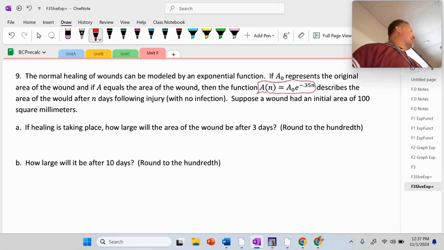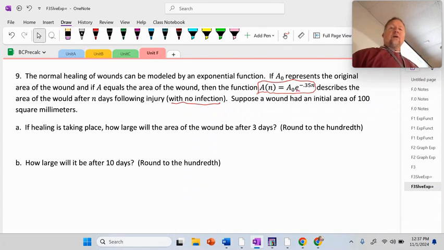Okay. Then if there is no infection, what happens with an infection? Sometimes the wound grows or never heals. It gets worse or grows, because there's a bacteria in there and then it spreads. But if there is no infection, it should shrink. All right, and then look at that.